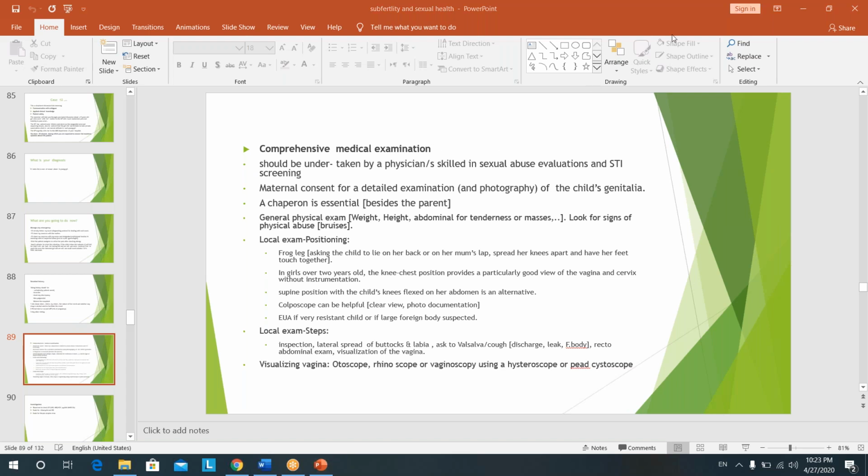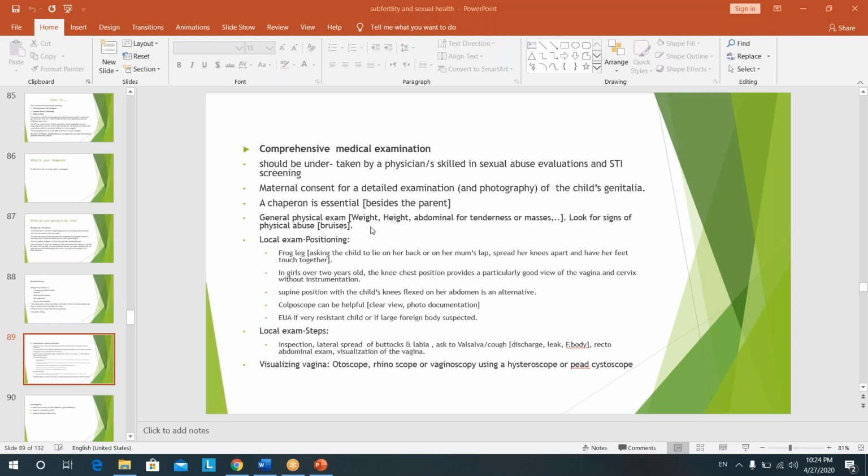So I will go through the examination. The examination should be done by someone experienced in sexual abuse and in the evaluation of sexually transmitted infection. I'll take consent from the mother, because I may take photographs of the child's genitalia if I need to. A chaperone should be there beside the parent, not only the mother. You can't depend on the mother as a chaperone. You have to have another person there, like the nurse.